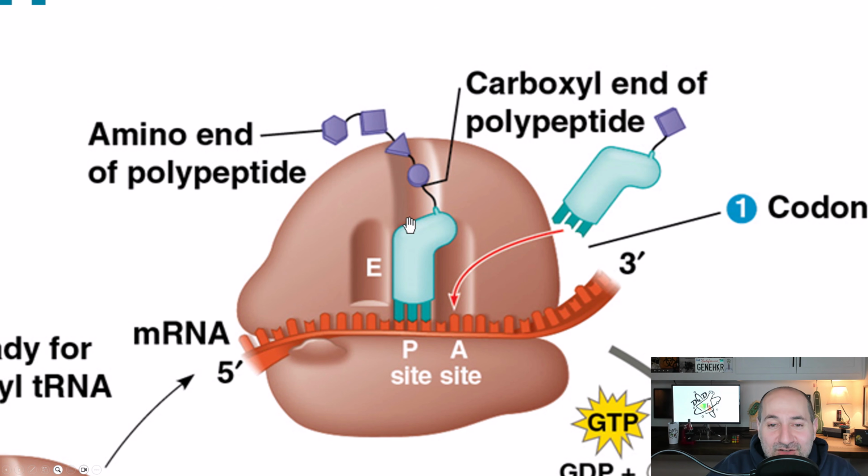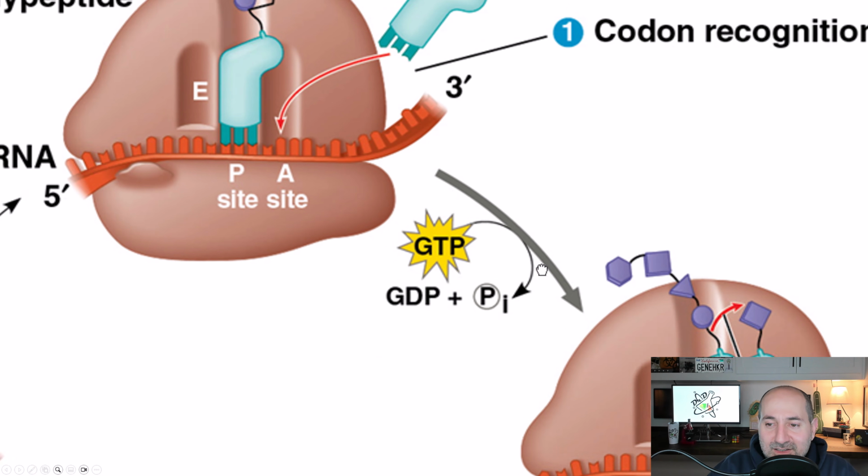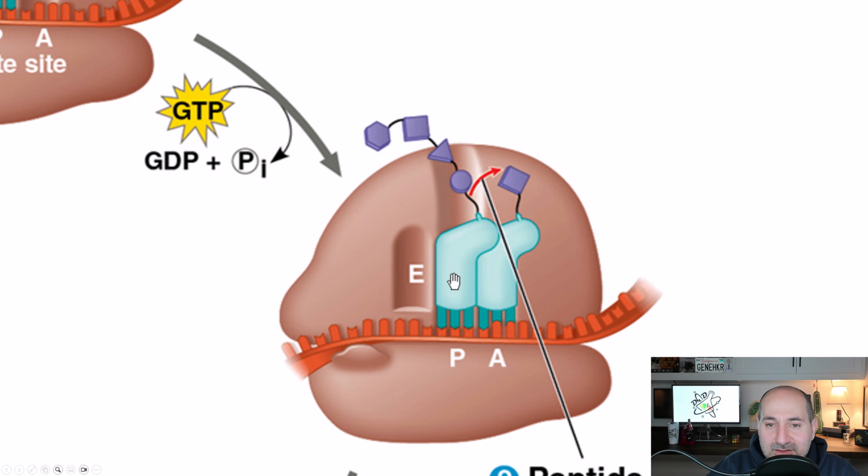Again, you have a tRNA in the P site. This tRNA has amino acids attached with peptide bonds between them. If there's a vacant A site, what happens? The next appropriate charged tRNA binds to the A site. So what do you have? You have the tRNA in the P site. Next to it, you have the fresh tRNA in the A site. At this point, what happens next?